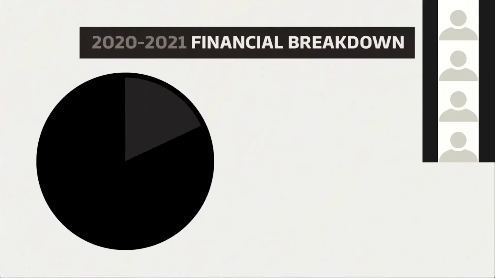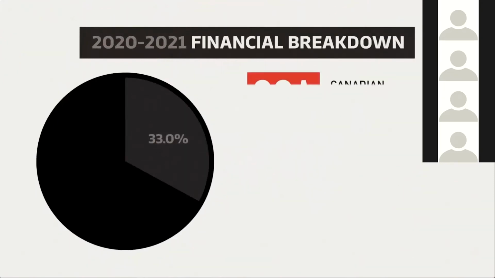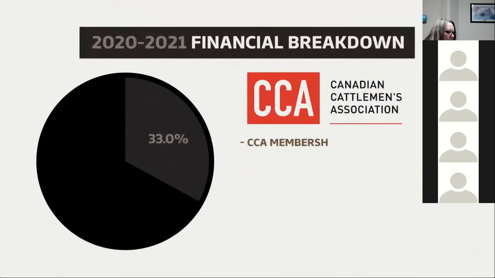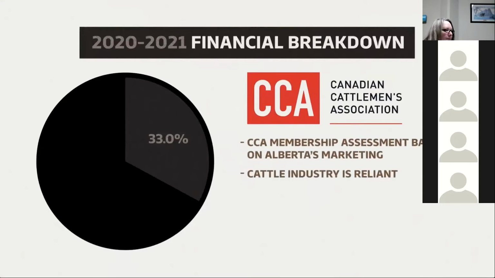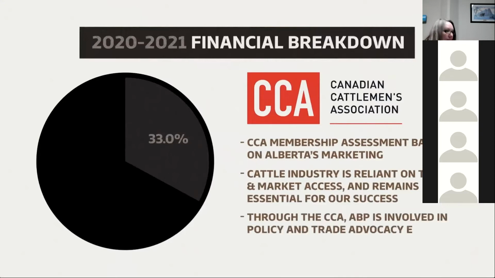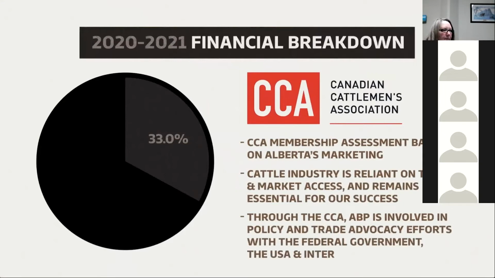33% of the funds are allocated to the Canadian Cattlemen's Association. The CCA membership assessment is based on Alberta's marketing. The cattle industry is reliant on trade and market access and remains essential for our success. Through CCA, ABP is involved in policy and trade advocacy efforts with federal governments as well as the U.S. and international markets.